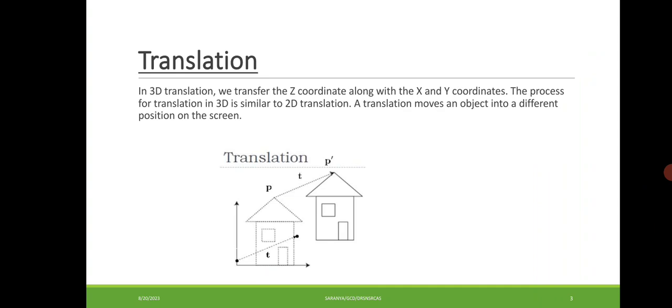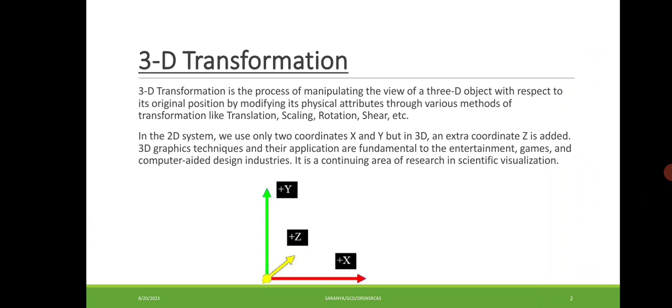The next is translation. In the 3D transformation diagram we have the x-axis, y-axis and z-axis, but in 2D we have only the x and y axes. We don't have z, but in 3D we have three axes, x, y and z. This is the difference between 2D and 3D transformation.